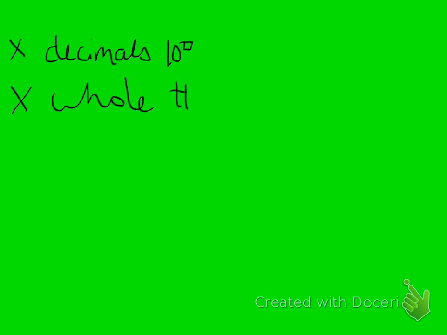I'll repeat those steps for you. First, we multiply the decimals by powers of 10 to make a whole number. Then we multiply whole numbers. Then we divide the answer by a power of 10.